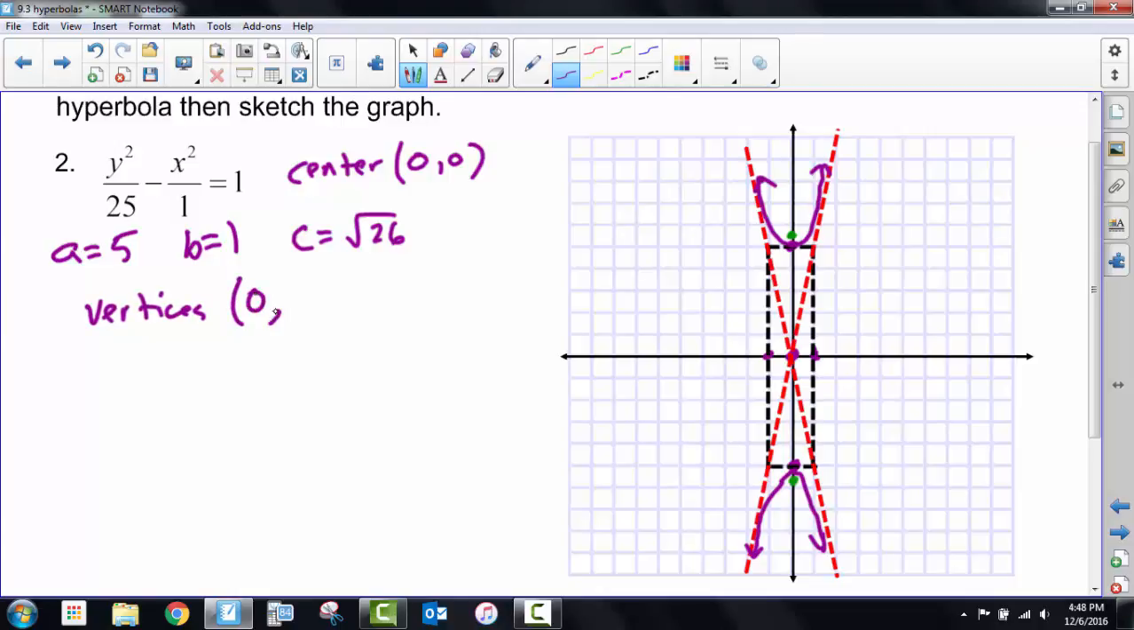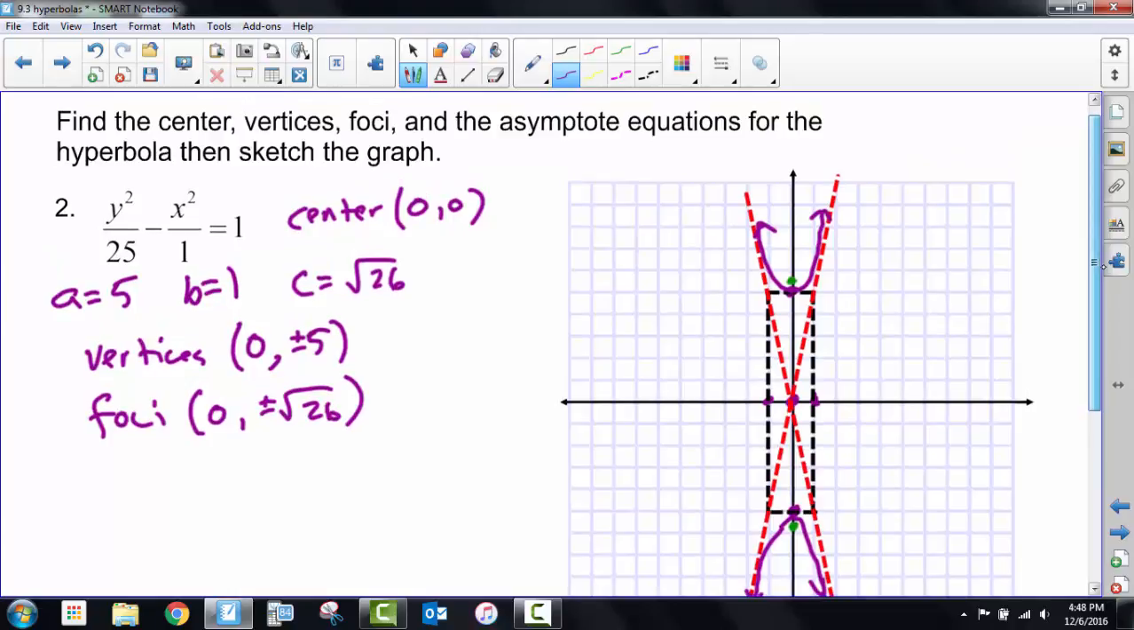So first of all, here are the vertices. We know those are going to be up and down 5 spaces from the center. So we'll just do 0 plus or minus 5. And the foci are up and down square root of 26 spaces from the center.